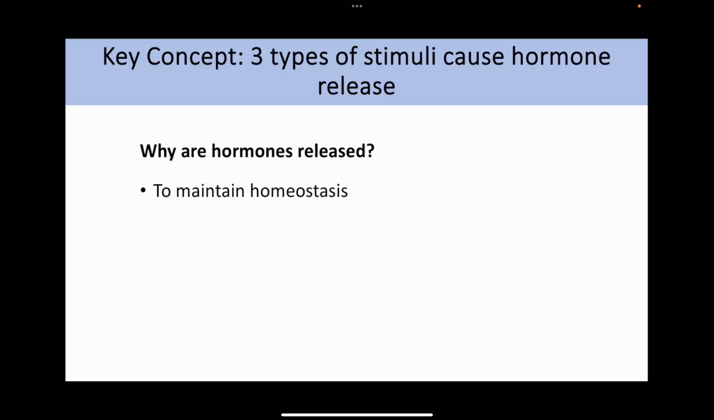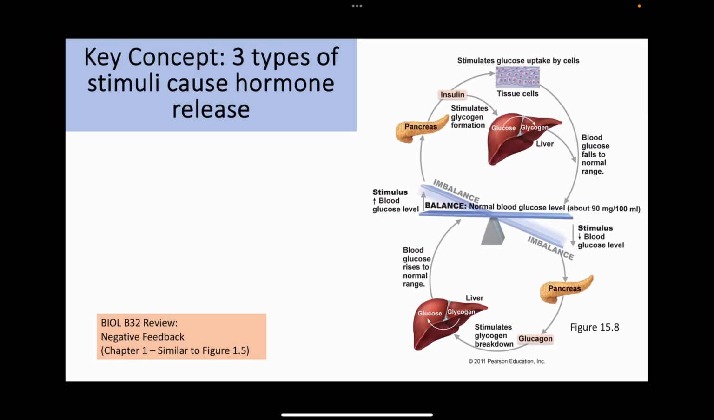So why are hormones released? They are to maintain homeostasis, to keep everything regulated, whether it's blood sugar levels or blood calcium levels or speed of development. Lots of different things that are being controlled by hormones. So there are 3 types of stimuli that cause hormone release, and this is going to be your PLA for today.